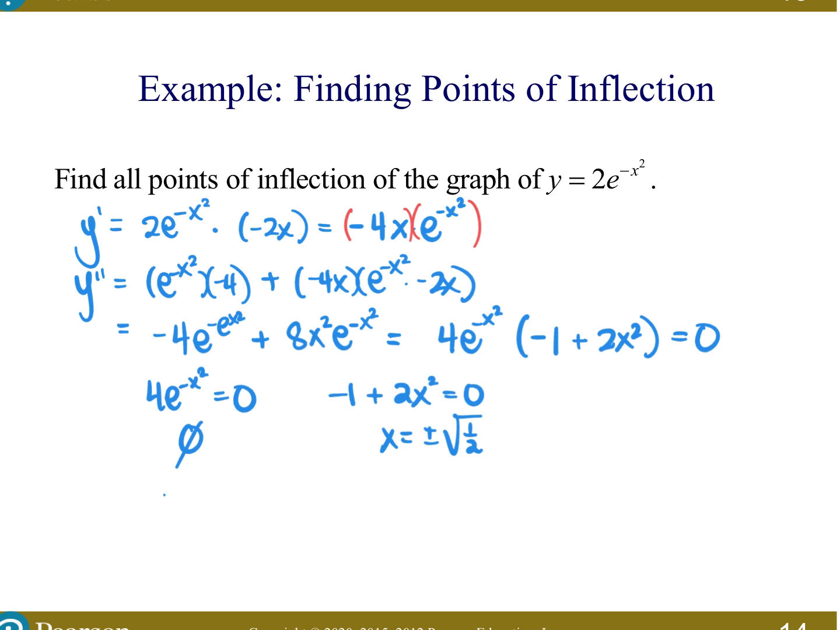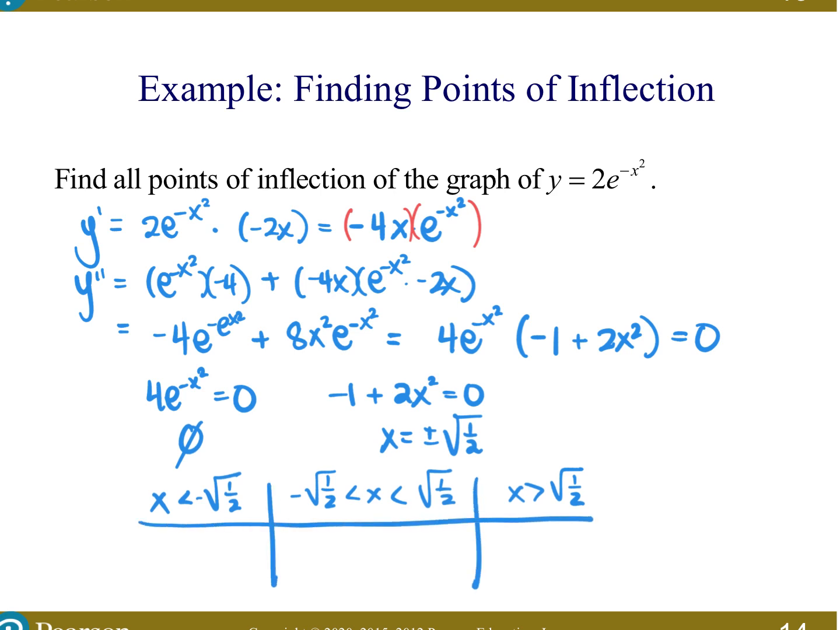So I'd need to have all x values that are less than negative square root of 1/2, then negative square root of 1/2 up to positive square root of 1/2, and then greater than the positive square root of 1/2. And then we're checking the second derivative. So I'll pick something that's clearly less than that. I'm going to say like -10 or something, just something that's so far negative.